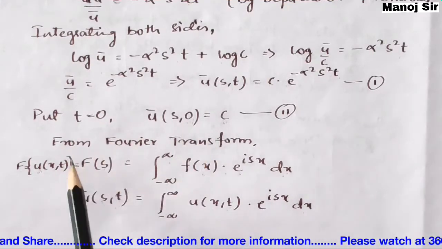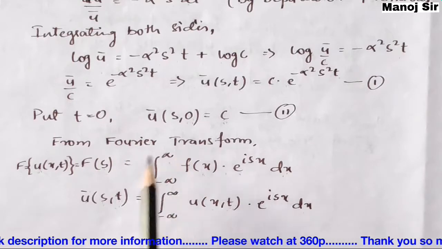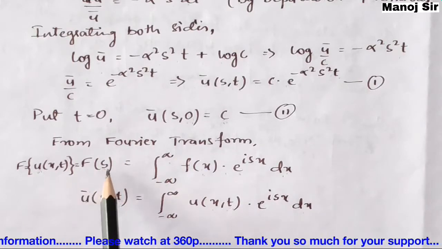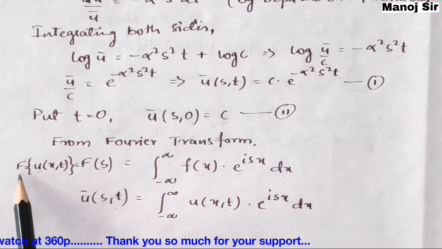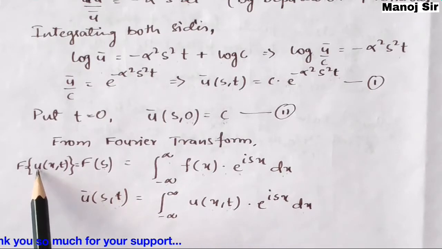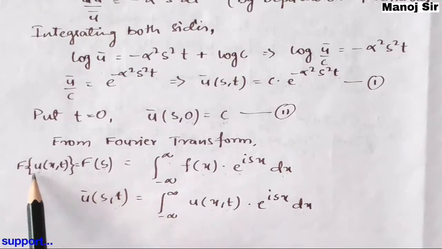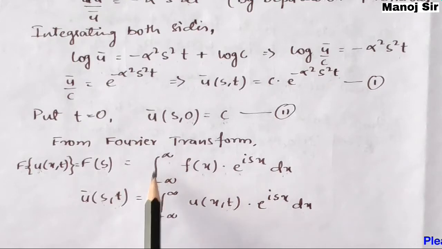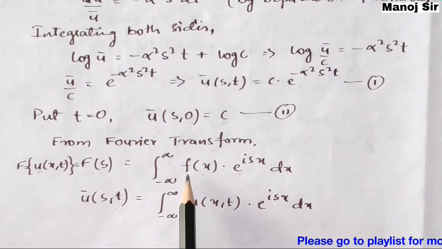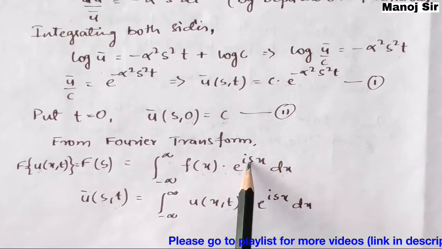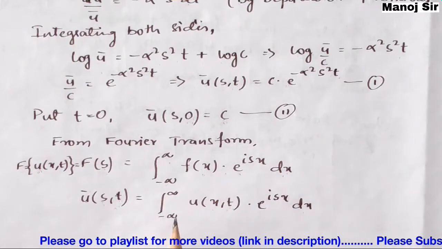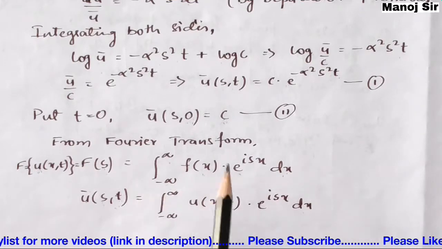Since we know that from Fourier transform we have F of s, what is F of s? That is F of u, and what is F of u? That is u, a function of x and t. So this can be written as the integration from minus infinity to plus infinity of f of x into e to the power i s x dx. This is the general formula for Fourier transform.